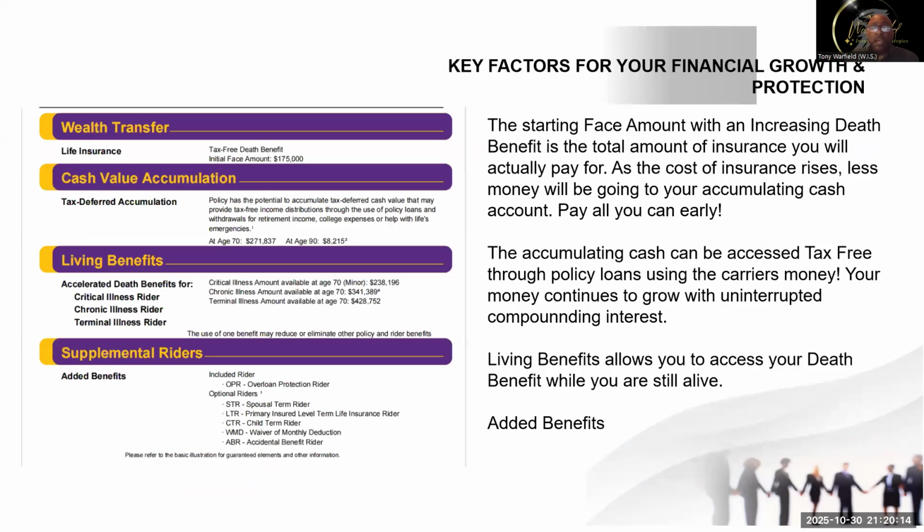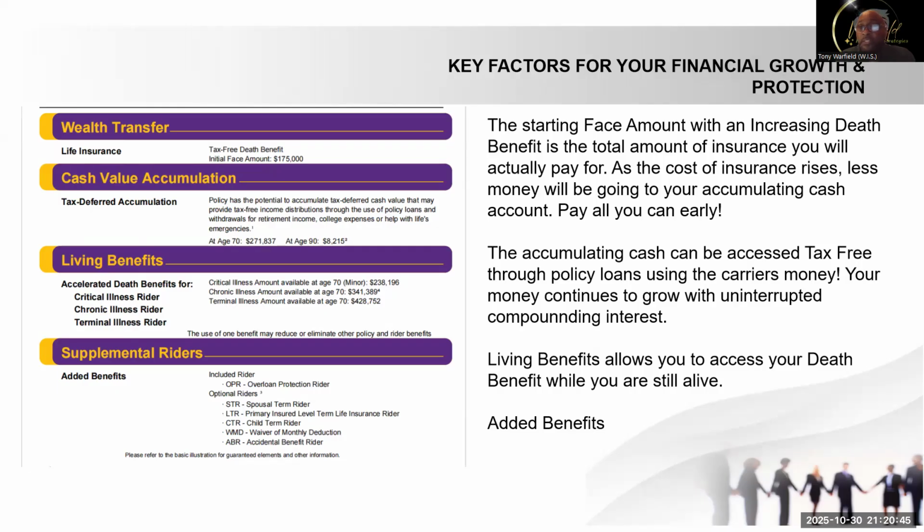But when it comes to the IUL, it's important that you make sure that you have a policy that allows you to give your wealth to your beneficiaries, a policy that accumulates cash, that offers you tax-free access, it has living benefits, and any additional riders, whether it be spousal term, level term, child rider, waiver of monthly deduction, accidental benefit, like whatever, right? You want these additional benefits because it makes it a better policy, right?